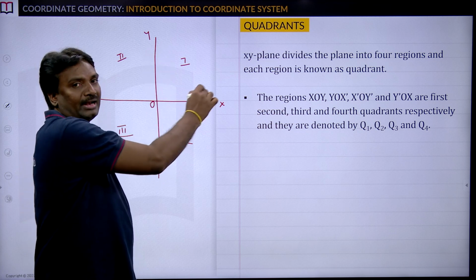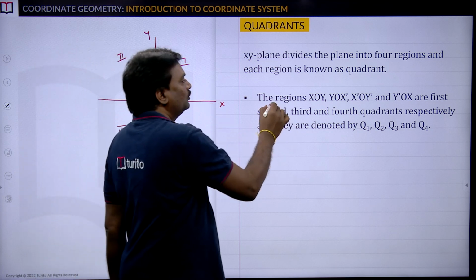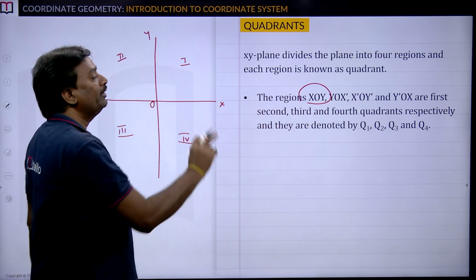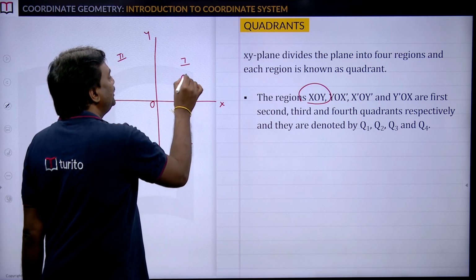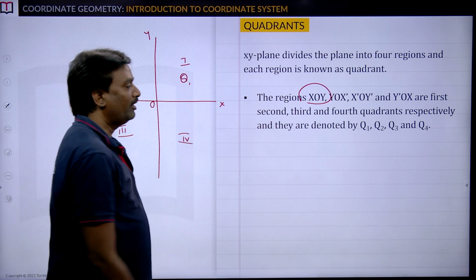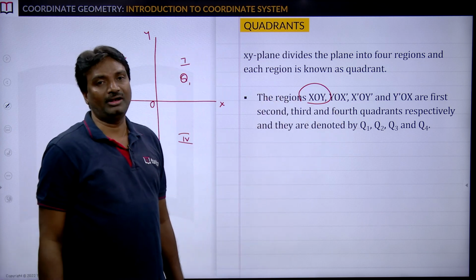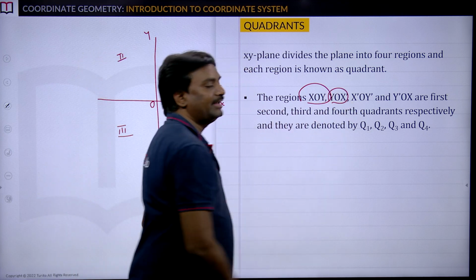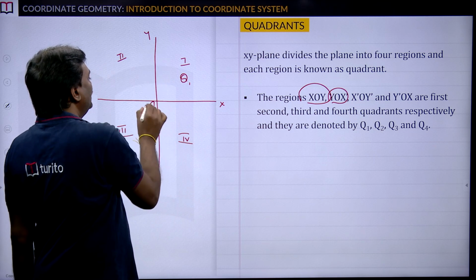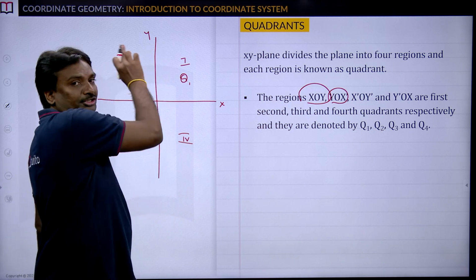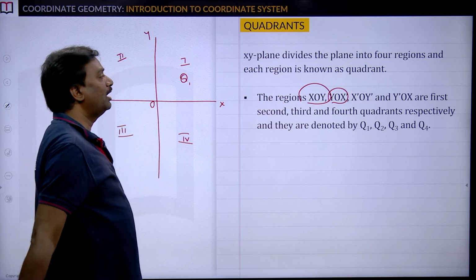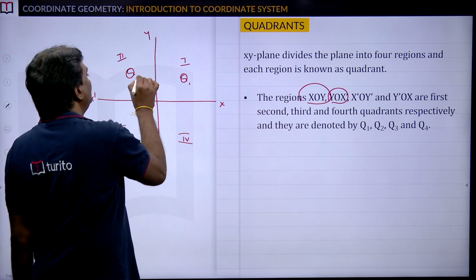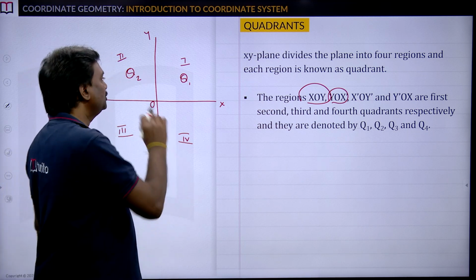Here this is the first quadrant, that is XOY. This is X, this is O, this is Y. That is known as the first quadrant and is denoted by Q1, where Q means quadrant, suffix 1 means first quadrant. Next, YOX dash: this is Y, this is O, this is X dash. This region is known as the second quadrant and we denote it by Q2.